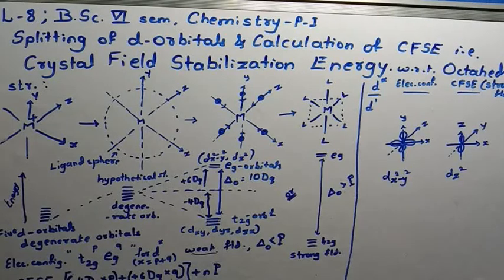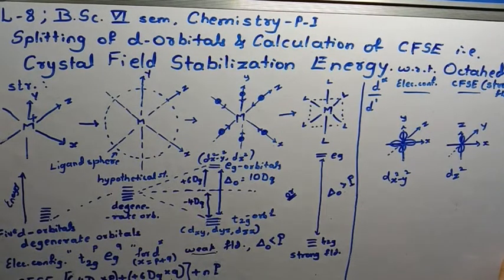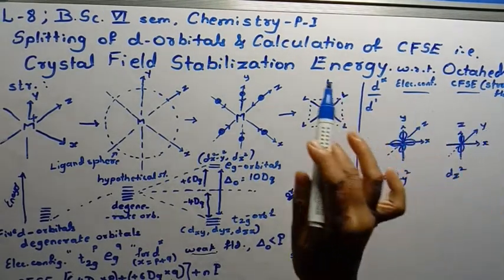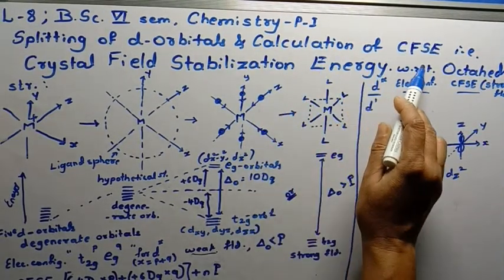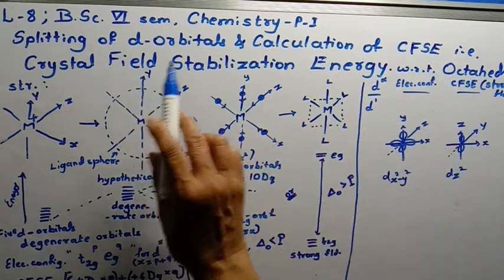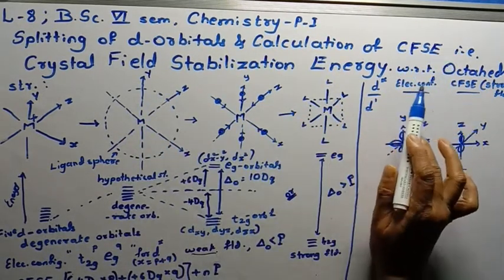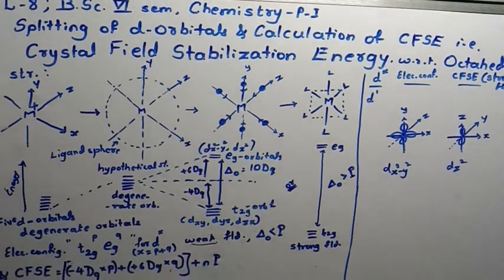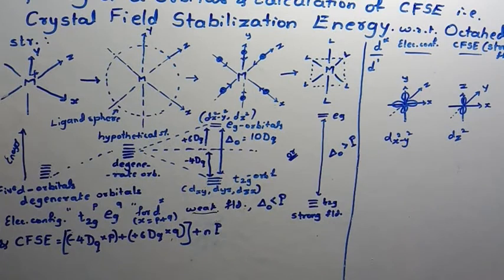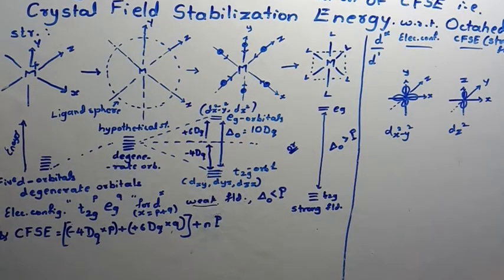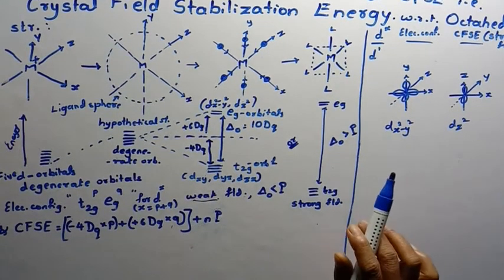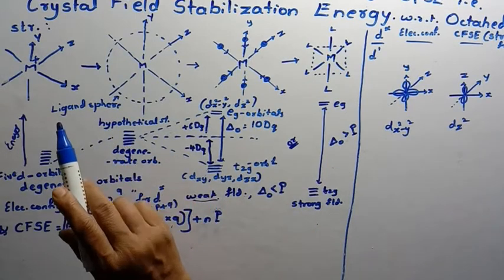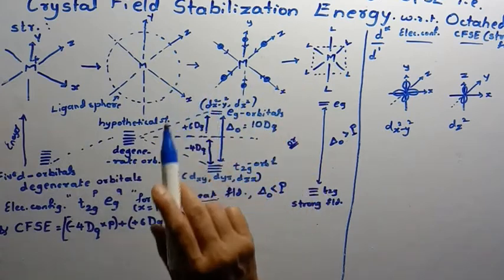Morning. Today we'll continue the crystal field theory with respect to octahedral complexes, and also we'll study calculation of crystal field stabilization energy, that is CFSE, with respect to octahedral complexes. So octahedral complexes means there are 6 ligands which are interacting with the metal ion. Okay, now according to CFT, we'll discuss the formation of the complex.